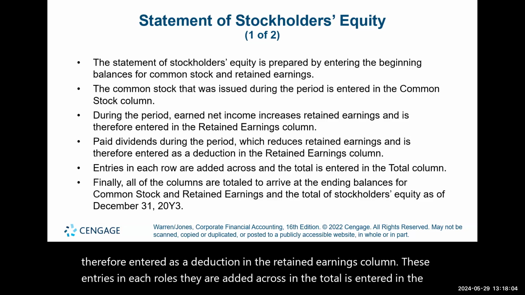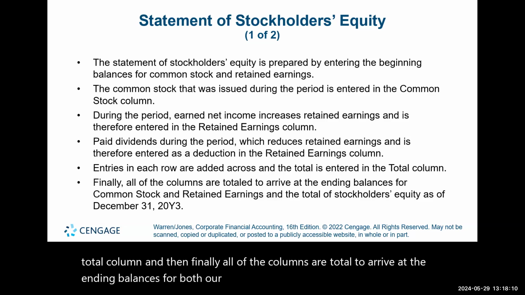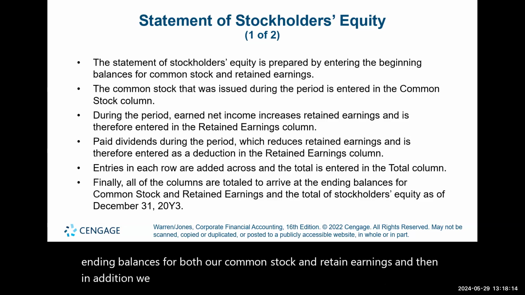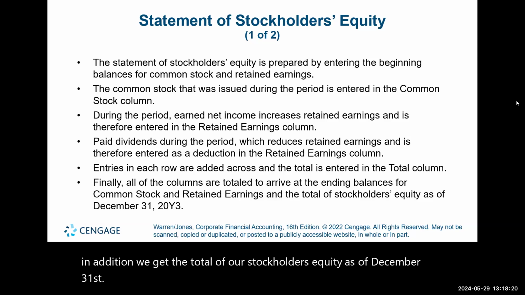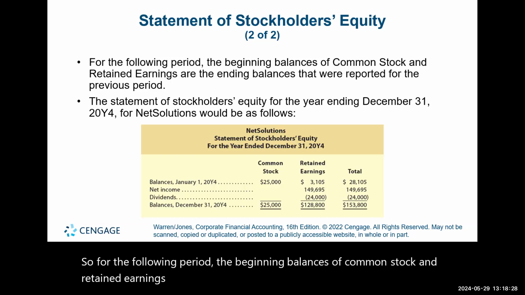And then finally, all of the columns are totaled to arrive at the ending balances for both our common stock and retained earnings. And then in addition, we get the total of our stockholders' equity as of December 31st, 2023. So for the following period, the beginning balances of common stock and retained earnings are the ending balances that were reported for the previous period.